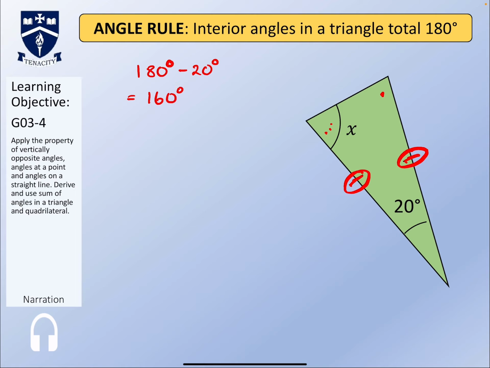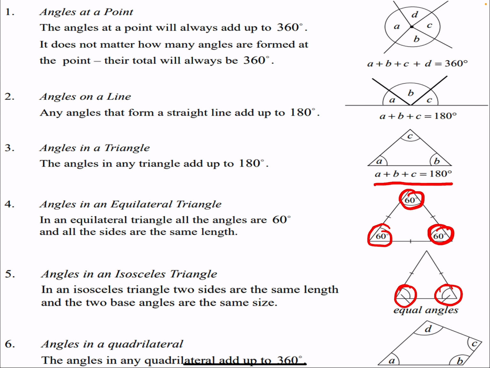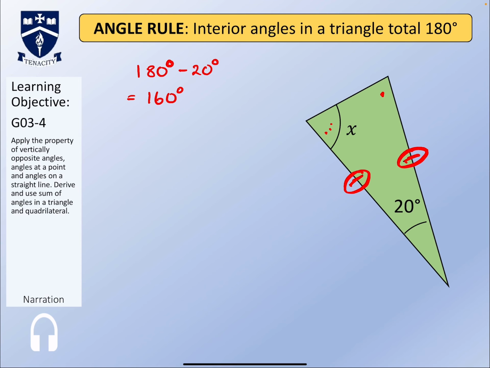However, it's an isosceles triangle, so I know that there's a rule that links the angles in an isosceles triangle. If I go back to here, the two angles in an isosceles triangle are equal. So I know that these two are the same. All I need to do to find out angle x is do 160 degrees and divide it by 2. So angle x has to be 80 degrees.